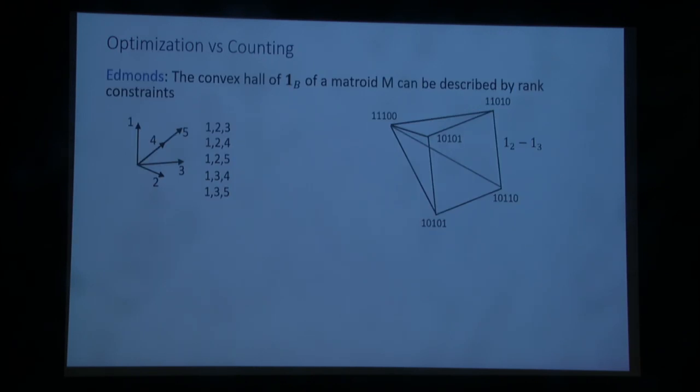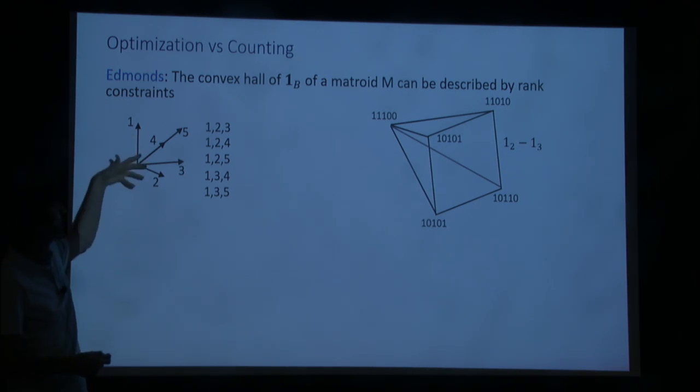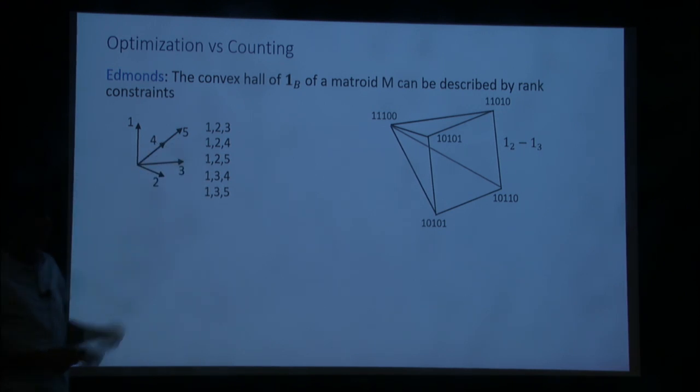So those are some closure properties. Now let me tell you about algorithmic questions, what CS people are interested in. The first question you typically want to ask is optimization. And basically the fact is that optimization is easy. There is this nice characterization of the convex hull of bases of a matroid by Edmonds, back 50 or 60 years ago. Basically, he says the following. Let's say this is a matroid. The all-ones vector is orthogonal to these. These are all the bases.